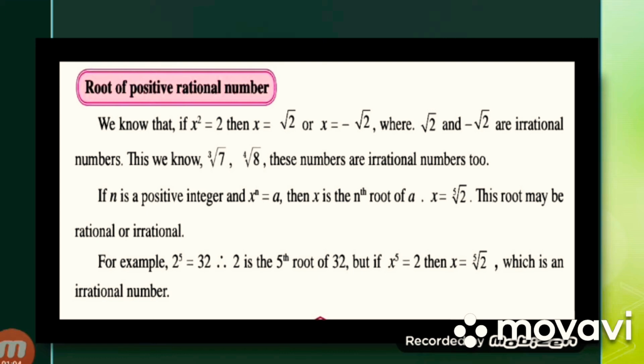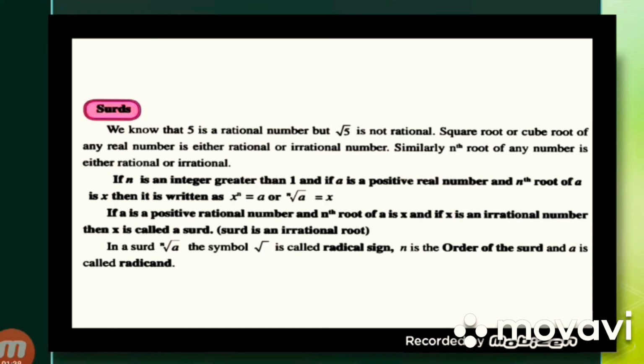So consider n as a positive integer and x raised to n equal to a, then x is the nth root of a. Example, x is equal to fifth root of 2. This root may be rational or irrational. For example, 2 raised to 5 is equal to 32. Therefore, 2 is the fifth root of 32. But if x raised to 5 is equal to 2, then x is equal to fifth root of 2, which is an irrational number. So let us learn about surds.